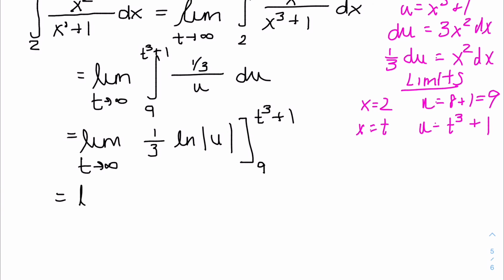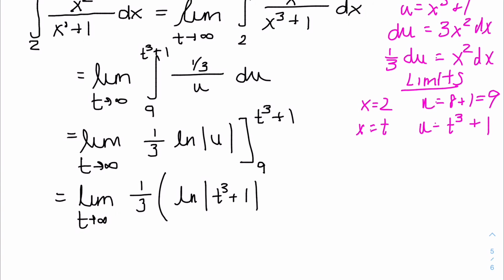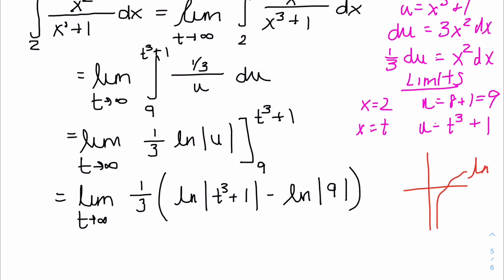So plugging in these bounds, we'll take the limit as t approaches infinity. You get 1/3 times the natural log of t cubed plus 1 minus the natural log of 9. Okay? But as t gets larger and larger, if you think of your graph of the natural log function, it looks like this. So this piece is getting larger and larger, doesn't matter, this is blowing up to infinity.